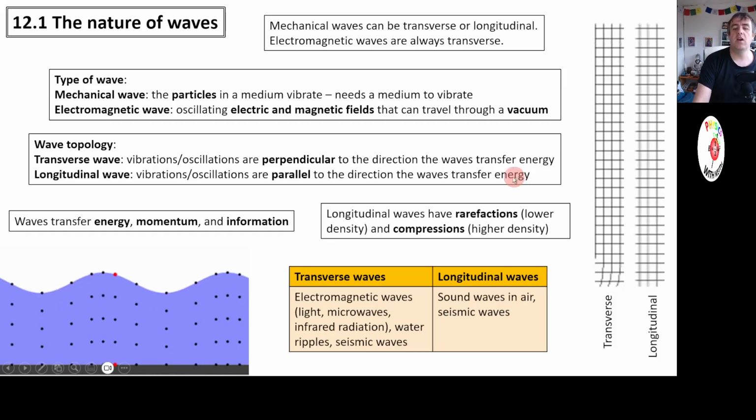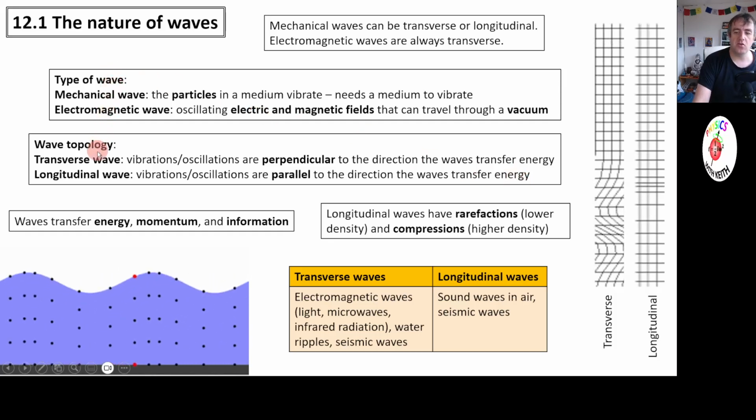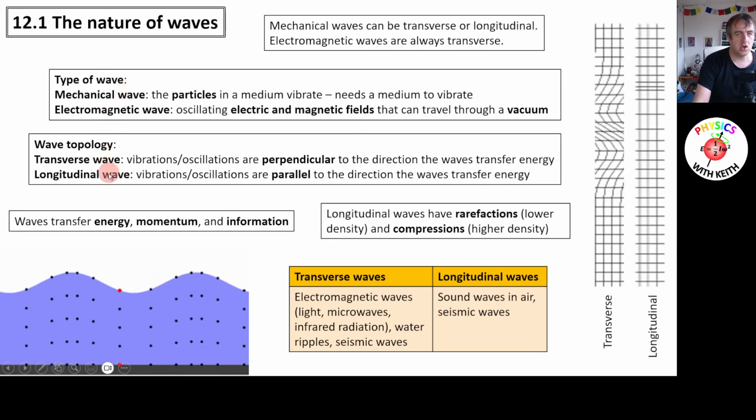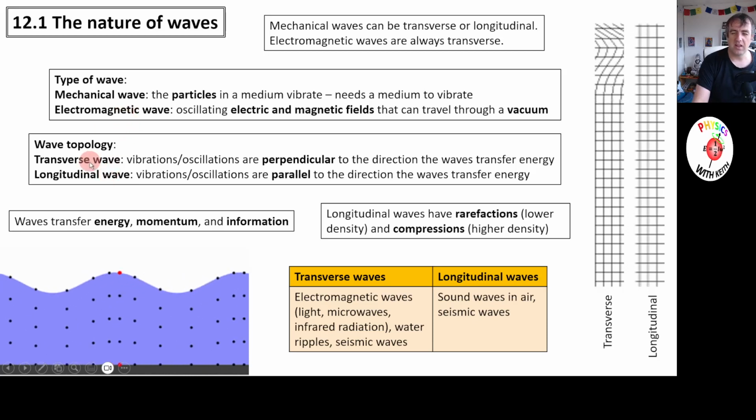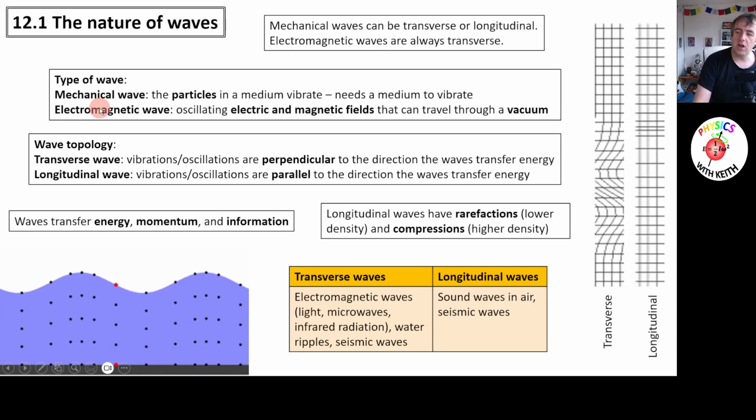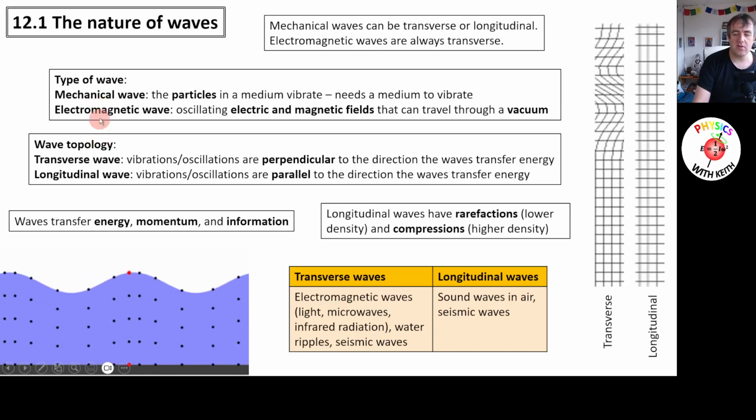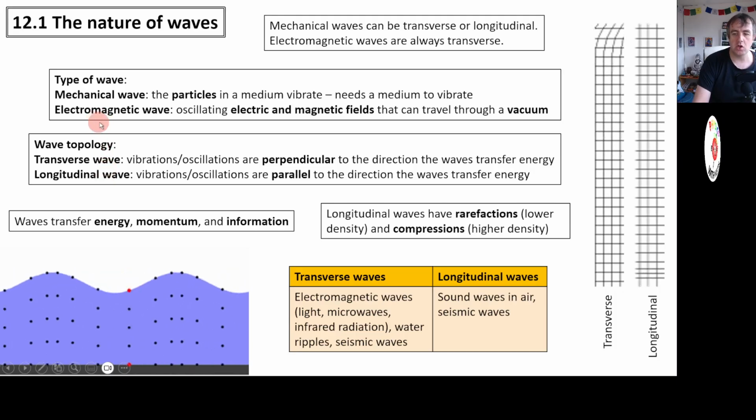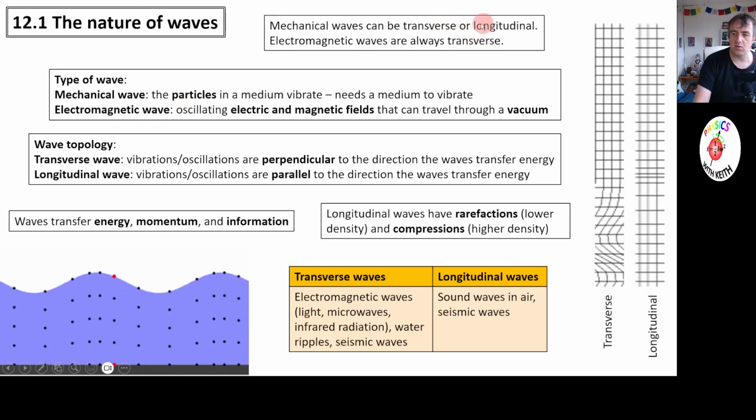So we can describe waves as being mechanical transverse waves or mechanical longitudinal waves. Or we could say longitudinal mechanical waves, transverse mechanical waves. We can also have transverse electromagnetic waves, but you can't get longitudinal electromagnetic waves. They just don't exist.